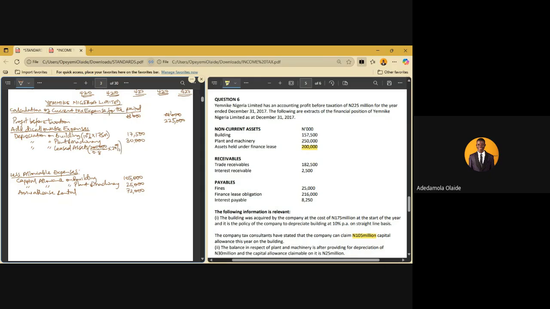Figure 50,000. So you will agree with me that if we add this 50,000 to the 200,000, that would have given us the 250,000, right? So if you calculate 20% of 250,000, it gives the 50,000 we have as depreciation for the year, and if you take it out from the cost, it gives you the 200,000 you have as the carrying amount in the statement of financial position.